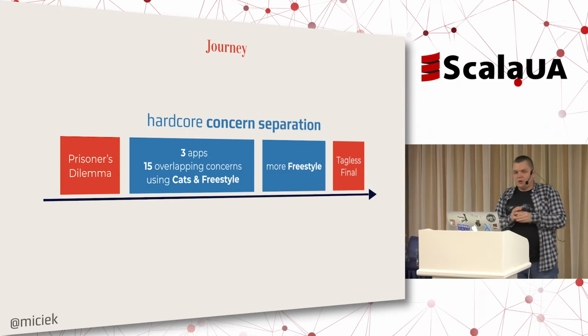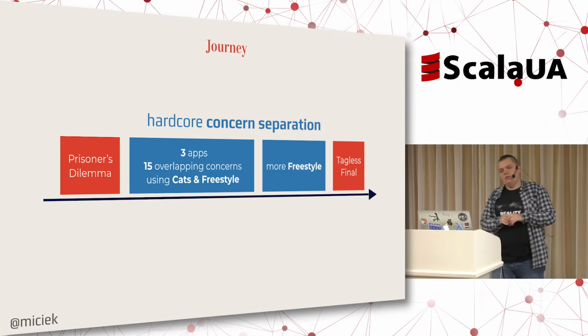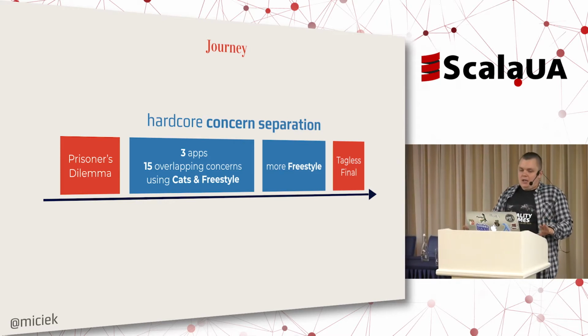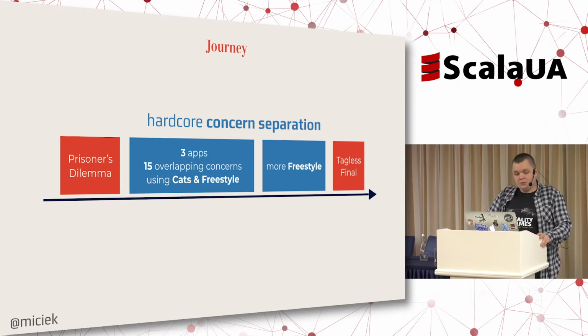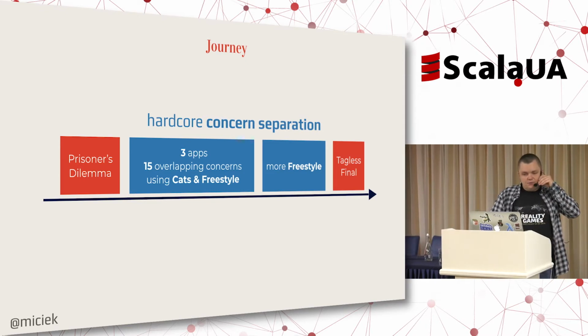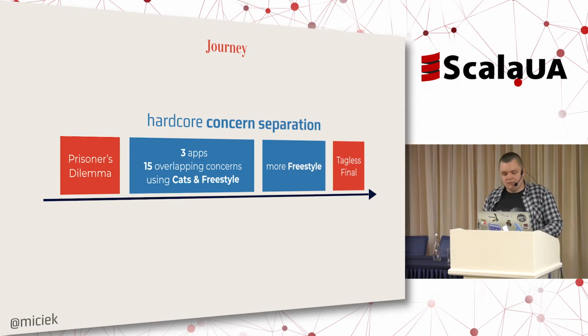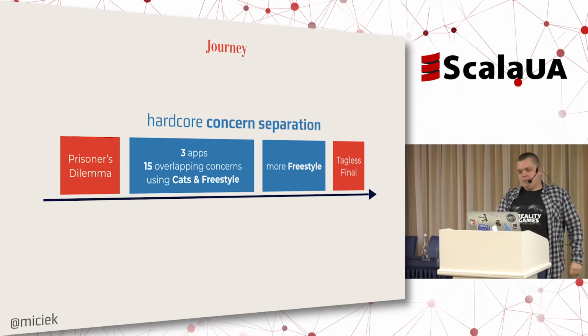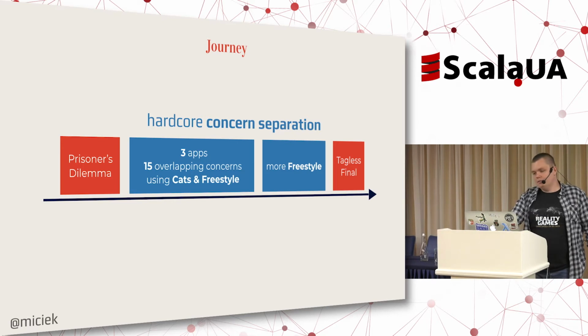And we'll try to use this free monad in a non-trivial example, as I promised. So we'll use the prisoner's dilemma, which I will describe in a moment. Then we'll create a free application with overlapping concerns, and we'll use Cats and Freestyle to do that. Then we'll move towards more Freestyle stuff and briefly talk about tagless final. So that's the journey that we will have in this talk.